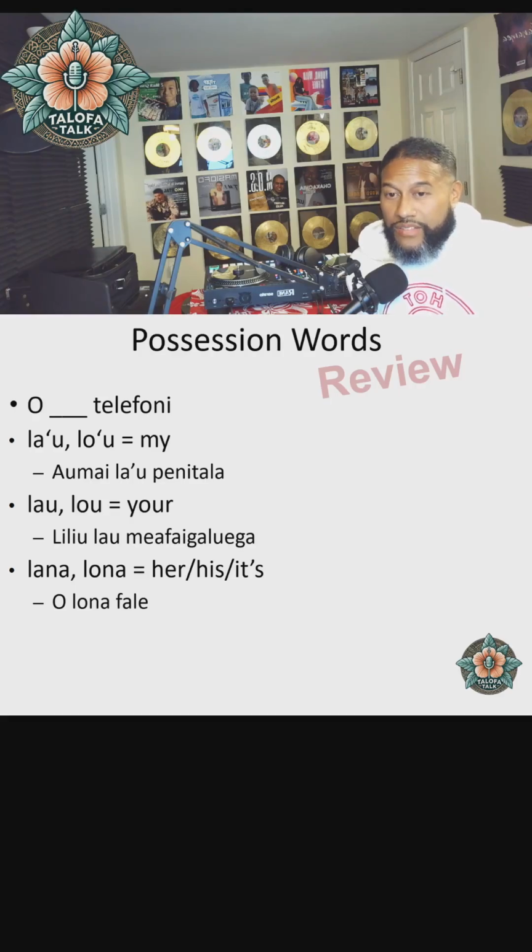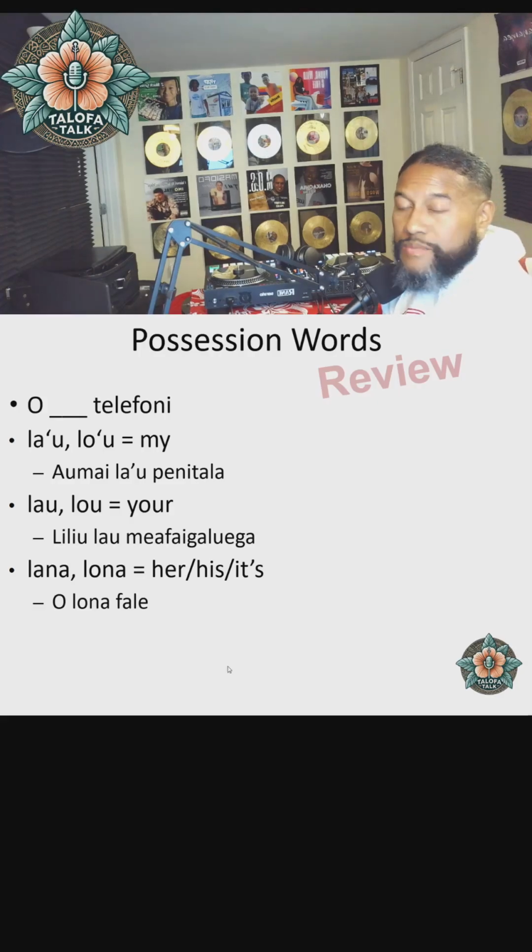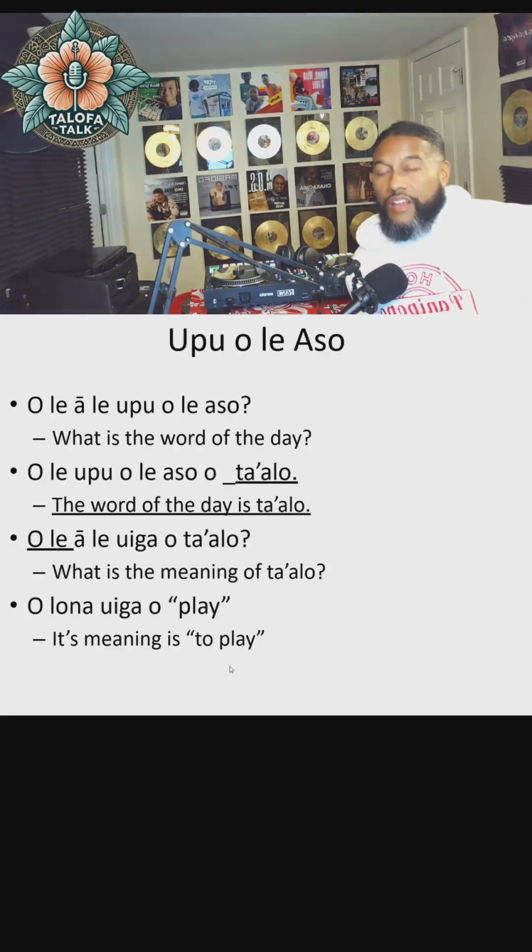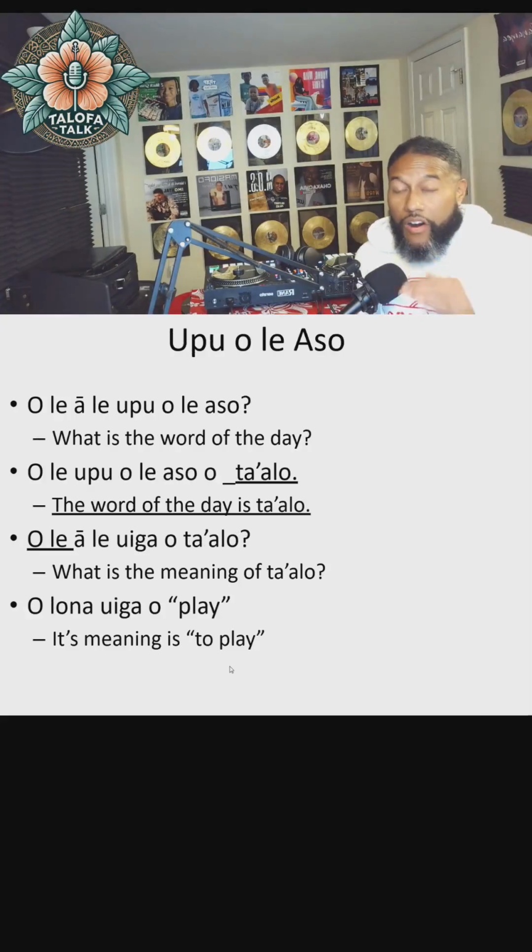All right. So I spent longer than I wanted to, but let's go into our new phrase. Every time I want to give you a phrase that you can take back and use every day with your partner, your spouse, your kids, your brother, your sister. So this one is going to be upu o le aso. Upu is word, and o le aso is of the day. Upu o le aso.